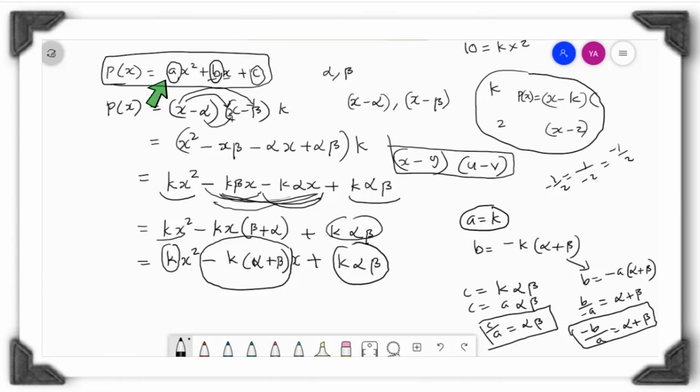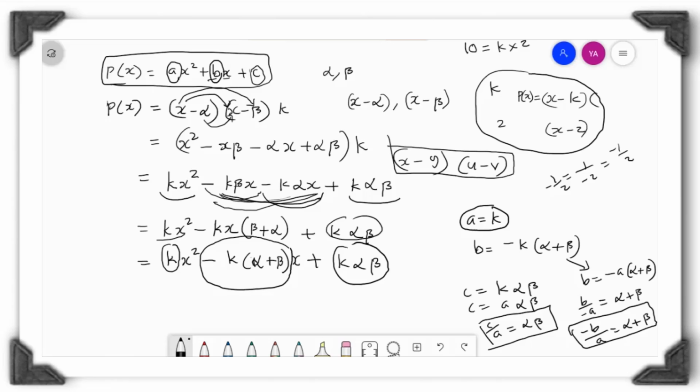Here the coefficient of x square is a, and here it is k. These two are equal, so the coefficients must be equal. So a should be equal to k. And here it is b, the coefficient of x, and here the coefficient of x is minus k into alpha plus beta. So we can write b is equal to minus k into alpha plus beta. Then we substitute k is equal to a here, so we reduce the steps to alpha plus beta is equal to minus b by a.